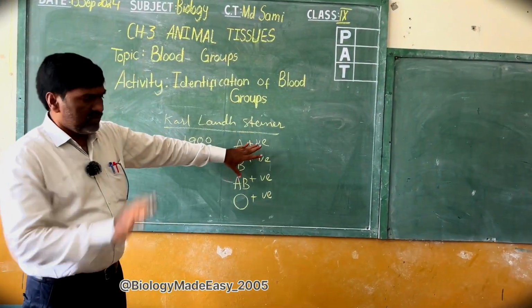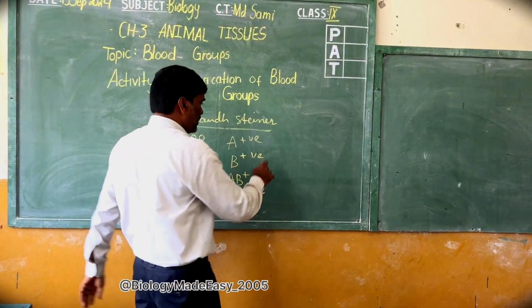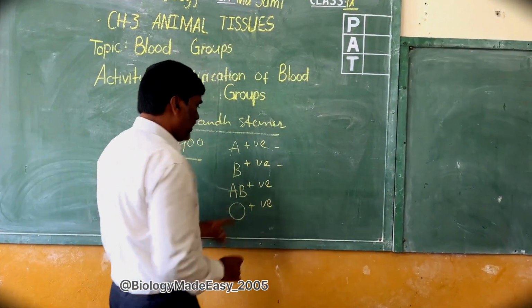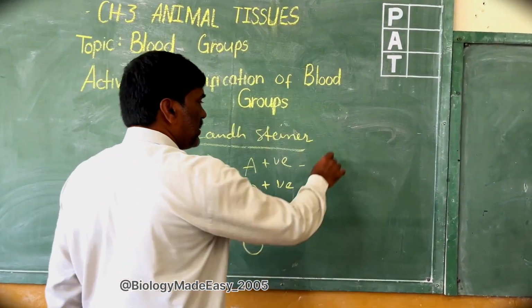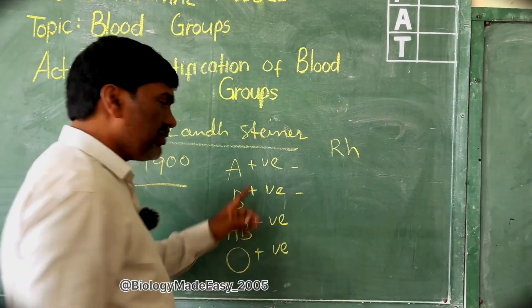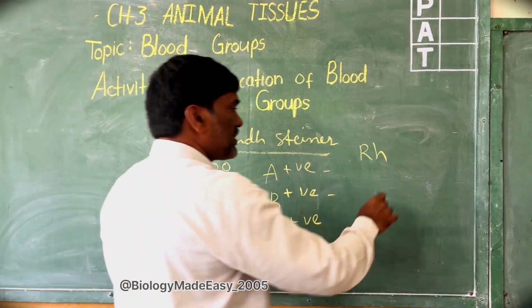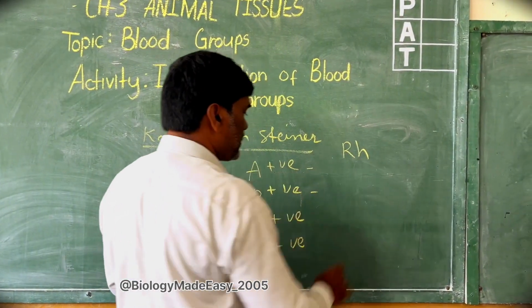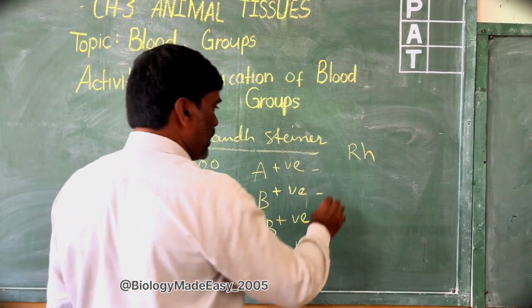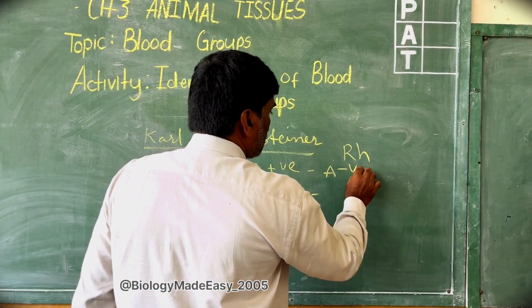He also observed the RH factor. If the RH factor is present, he said it is the positive group. If the RH factor is absent, those blood groups are known as negative groups.